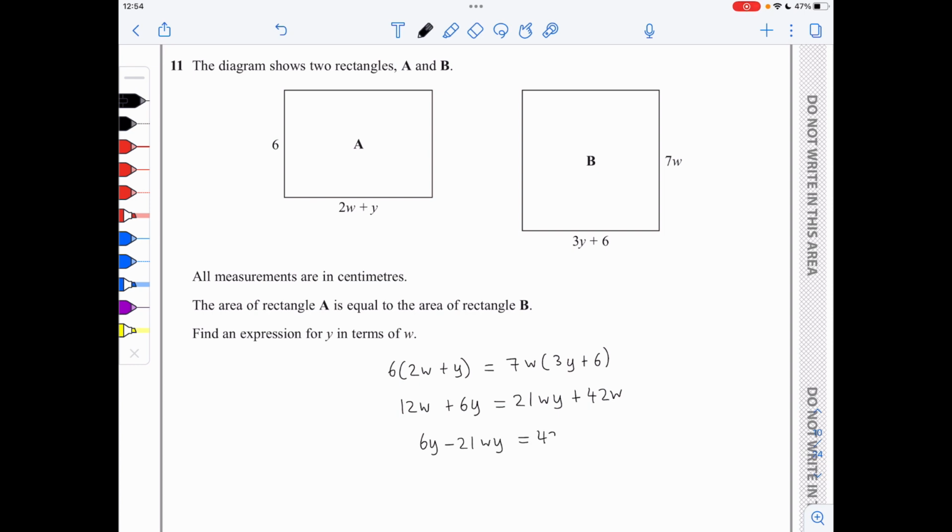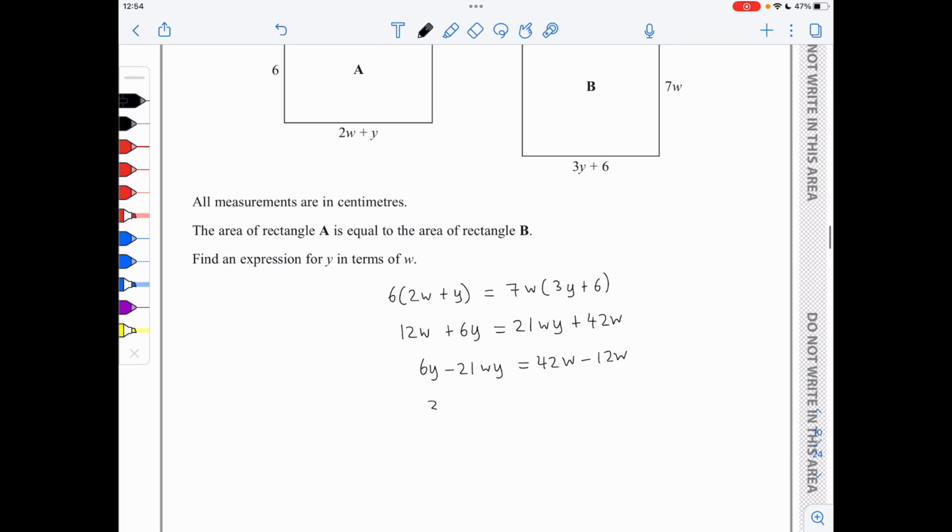I will expand to get 12w + 6y = 21wy + 42w, which means that 6y - 21wy is equal to 42w - 12w. Now on the left hand side, I can factor out the 3y, leaving me with (2 - 7w) in the brackets, and this is equal to 30w. Now the 3 with the 30 simplifies to leave me with a 10 on the right hand side, and therefore we have that y is equal to 10w over (2 - 7w).